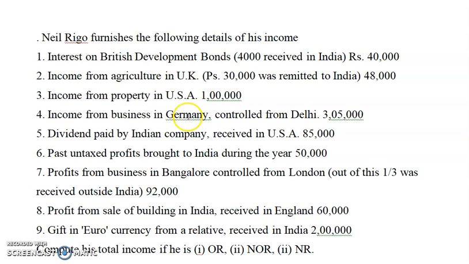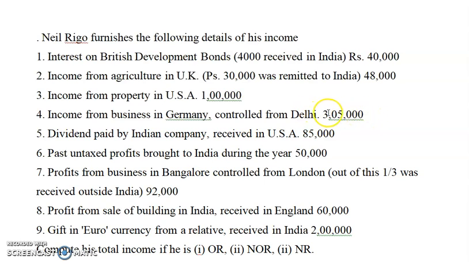Now this is a Germany income. Germany is a foreign country, but it was controlled from Delhi. So I have told about this particular condition. Income received in foreign country controlled from India, in that case, it is taxable for first two SSCs, ordinary resident and not ordinary resident. So for non-resident, it is exempt.